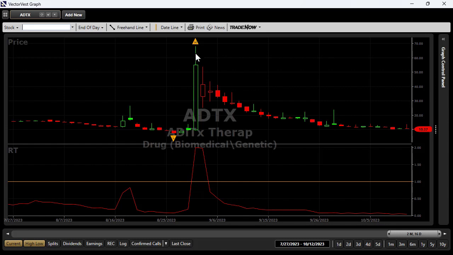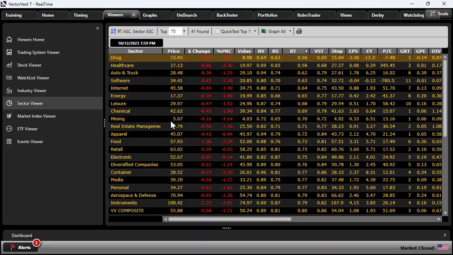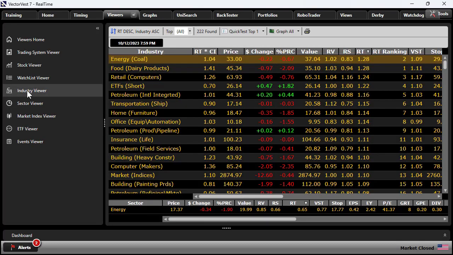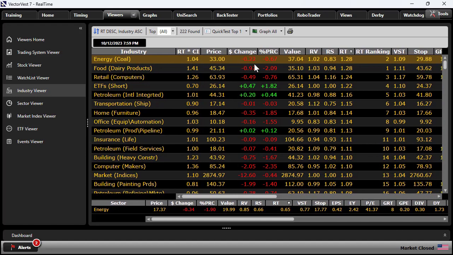Stock has gone from $70 just a few months ago down to $10, and it's done nothing but fall pretty much ever since. Now, if we move to the industry viewer, we're just breaking down all of the segments within the sectors that we were just looking at. So at the top of the industry viewer, ranked by relative timing, is energy coal. Happens to be the top industry group out of 222 in the program.